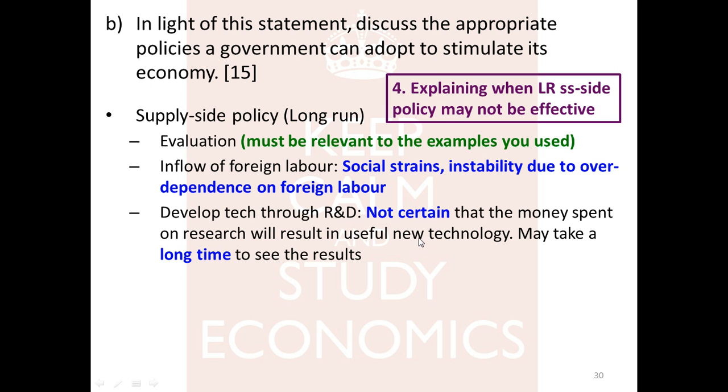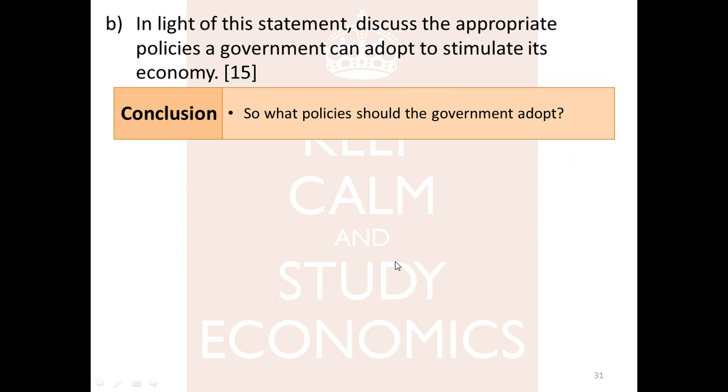The evaluation that you should talk about here is that it is never certain when it comes to research. Okay, there is no guarantee that your research would result in useful technology. Even if it does result in useful technology, it may take a very long time to see the results. Okay, so now finally we are at the conclusion. What policies should the government adopt?